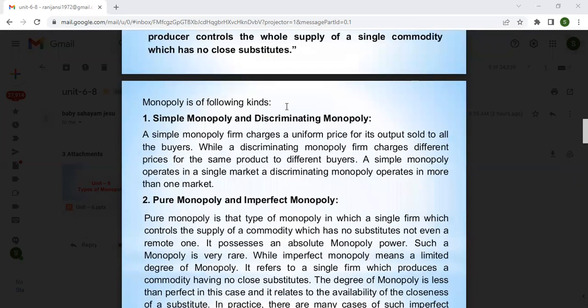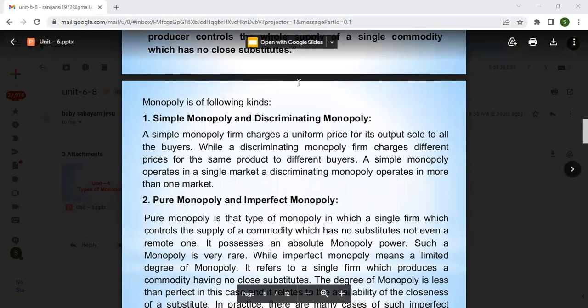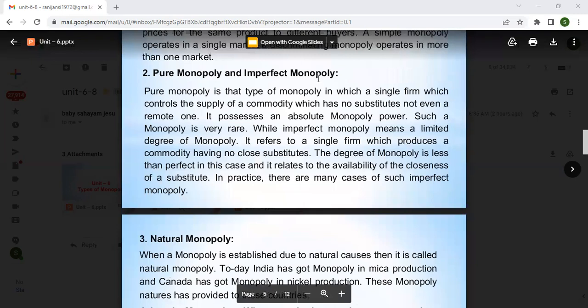Simple monopoly and discriminating monopoly. A simple monopoly firm charges a uniform price for its output sold to all the buyers, while a discriminating monopoly firm charges different prices for the same product to different buyers. A simple monopoly operates in a single market. A discriminating monopoly operates in more than one market. Second one, pure monopoly and imperfect monopoly.